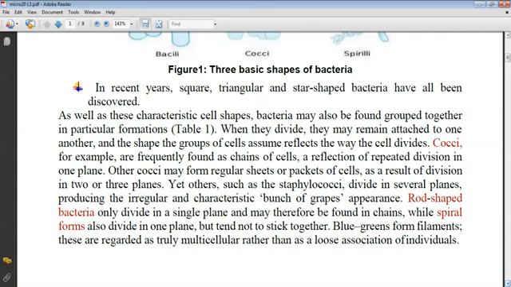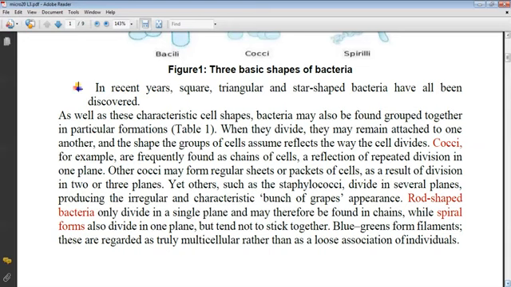Other cocci may form regular sheets or packets of cells as a result of division in two or three planes. Staphylococci, which resemble a bunch of grapes, divide in several planes, producing the irregular and characteristic bunch of grapes appearance. Rod-shaped bacteria only divide in a single plane.